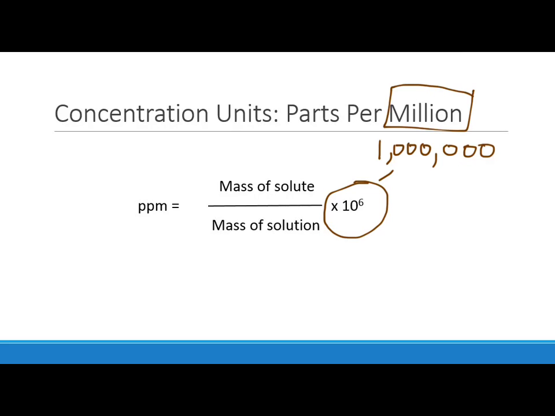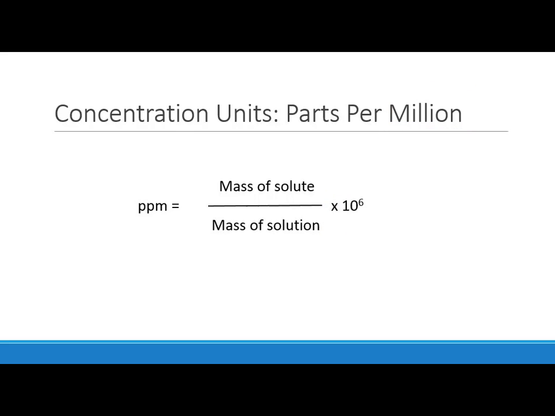And so really all you're doing is mass percent, but you're multiplying by a million instead of multiplying by 100. In fact, percent, por ciento, means per 100, right? So you really could call mass percent pph for parts per 100, but no one ever actually calls it that. But parts per million, you multiply by a million.